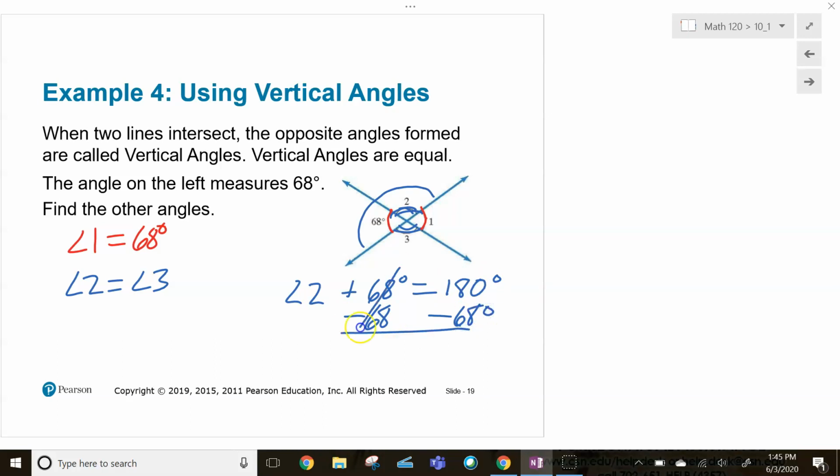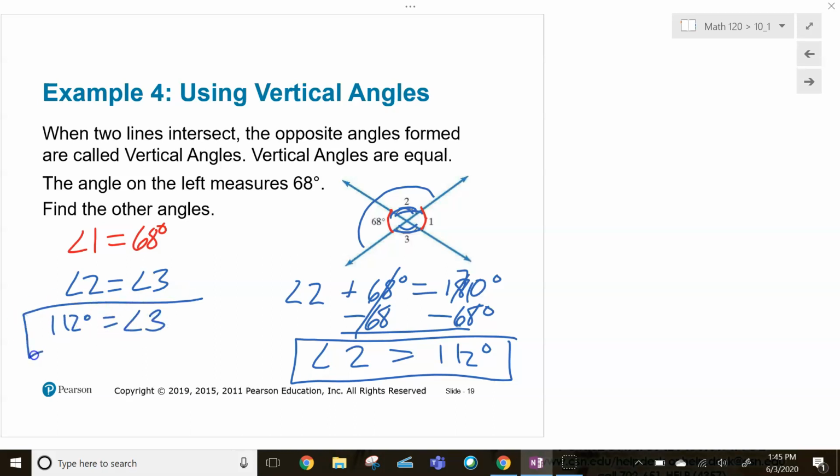And so you can just do the math there, and you get 112 degrees. So angle 2 equals 112. If angle 2 is 112 degrees, angle 3 has to also be 112 degrees. Found angle 1. Right, because angle 2 and angle 3 are opposite angles, they're vertical angles.